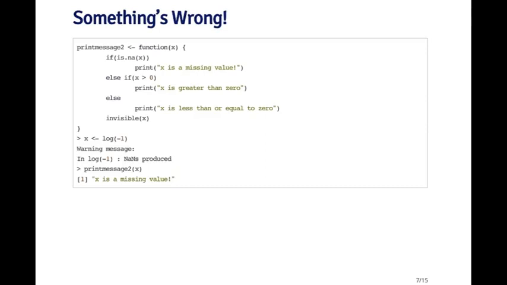When I call this, what's something that might typically happen? Well, I calculate the log of -1 and assign it to x. That doesn't stop anything; I just get a warning and move on. Now I call print message on x, and I get x is a missing value. There's no error there, but it may be unexpected. Maybe I thought the thing I'm inputting into print message 2 was some positive number, so I thought I was going to get the message x is greater than 0. But instead I'm getting the message x is a missing value.